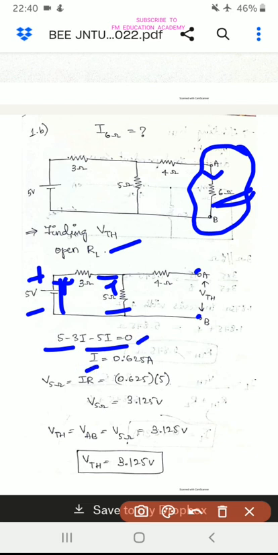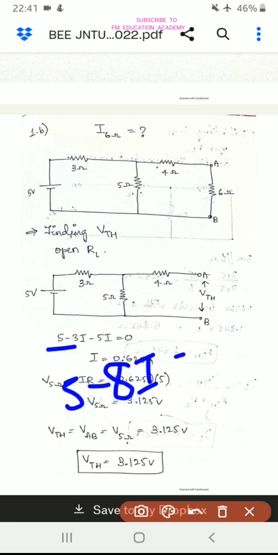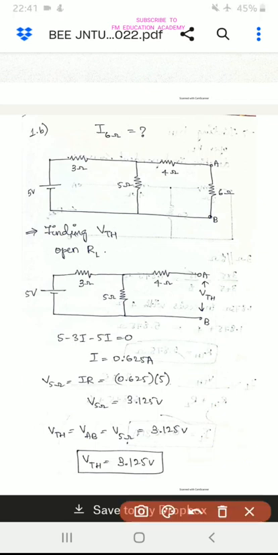Then minus 3i minus 5i is equal to 0. So if we solve this in detail, 5 minus 8i is equal to 0, and 5 is equal to 8i, so i is equal to 5 by 8. If you solve it in the calculator, you will get 0.625 amperes.